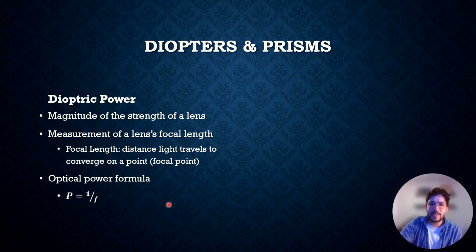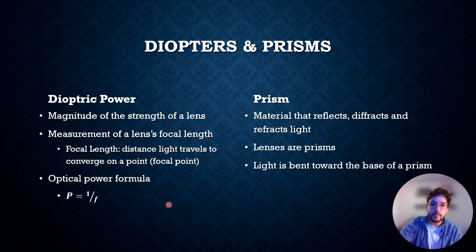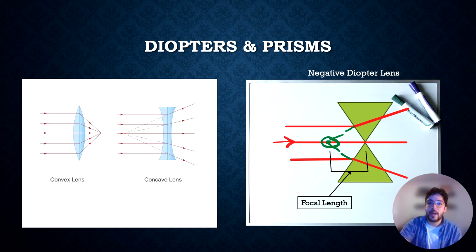Very similarly, prisms are going to operate with dioptric power. A prism is a material that reflects, diffracts, and refracts light. By that definition, lenses are prisms. In a prism, light is bent toward the base of the prism. Here I've got a better drawing of it that I made.